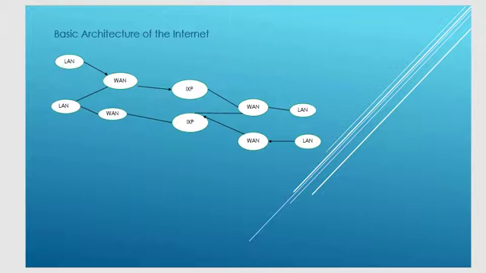This just gives you an example of your basic architecture of the internet. You have your LAN, which connects to the WAN, which goes to your IXP. And your IXP sends a message back to the WAN and into the LAN.